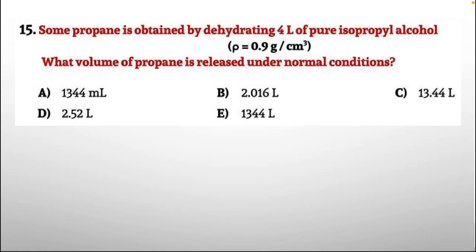Question number 15. Some propane is obtained by dehydrating 4 liters of pure isopropyl alcohol. Density is given 0.9 grams per centimeter cube. What volume of propane is released under normal conditions? Options are given. The correct option is option number E, 1344 liters.